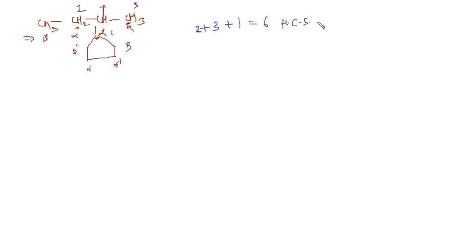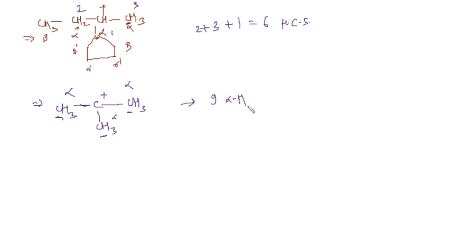Now if we consider one more example, say a positive charge with CH3, CH3, and CH3. So we know the carbon is positive and CH3, CH3, CH3 are attached. So how many alpha carbons? 1, 2, and 3. Three alpha carbons we have. This is alpha, this is also alpha, this is also alpha. How many hydrogens do we have? 9 alpha hydrogens we have. So 9 hyperconjugating structures we will have.